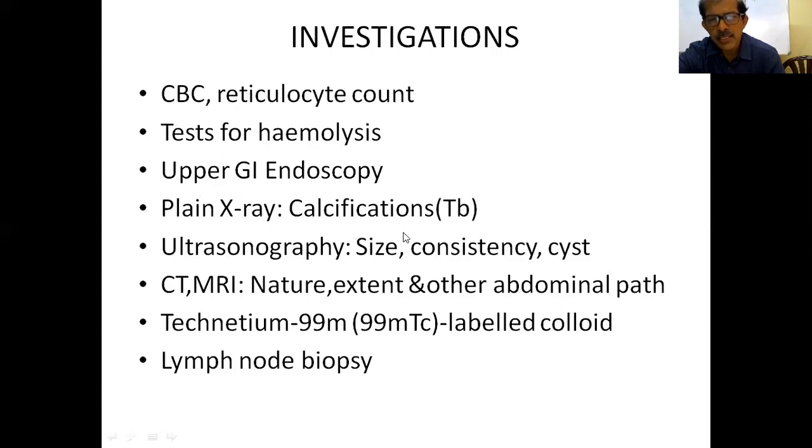You want to know the size of the spleen, the consistency, that means the texture. Then, are there any cysts? All these things can be known by ultrasonography. Then, of course, CT and MRI, mainly for the extent of the growth or the splenomegaly and other diseases. This is very useful in trauma. Okay, so you can also grade the splenic injury by CT.